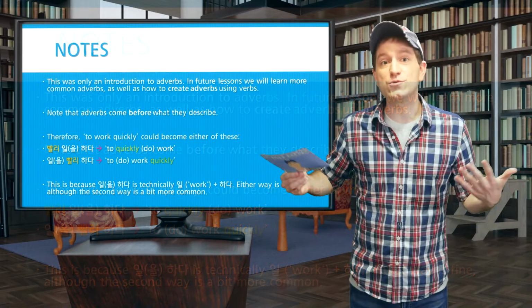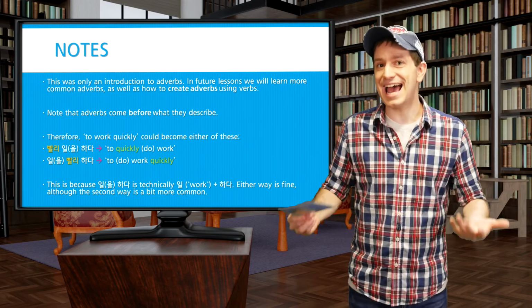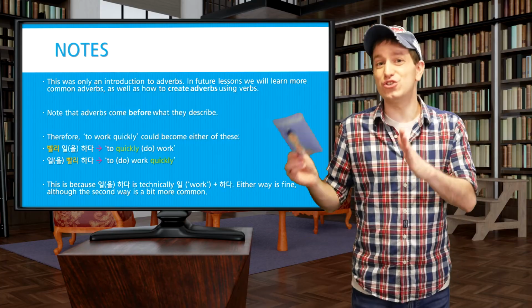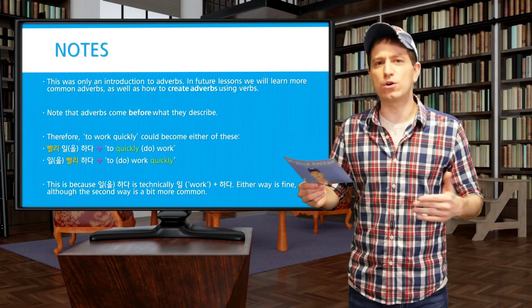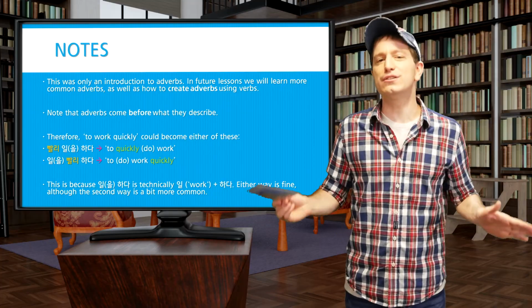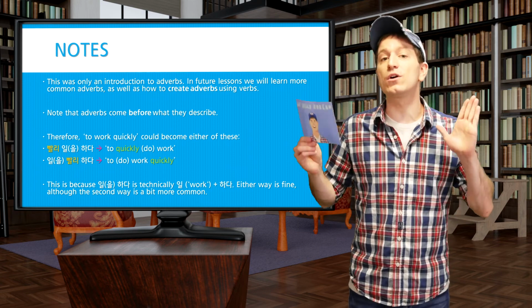And this is because we learned, again, every one of those combinations with 하다 as an action verb actually means to do that noun. So whether you're saying to work quickly or to do work quickly, either is fine. However, of these two options, the second one is slightly more common.